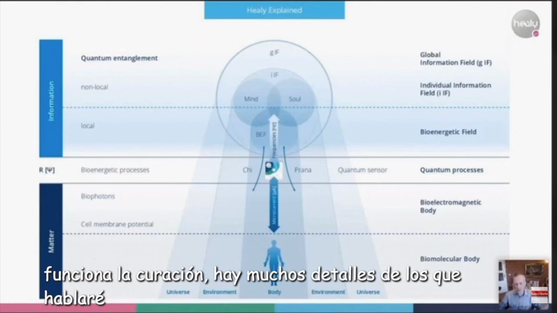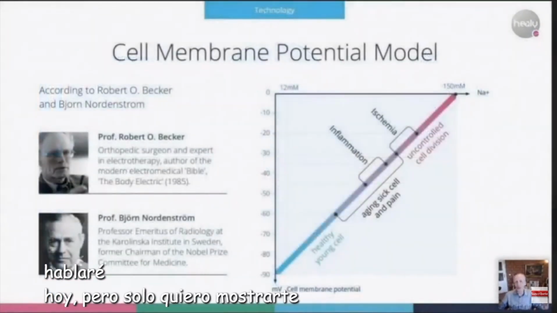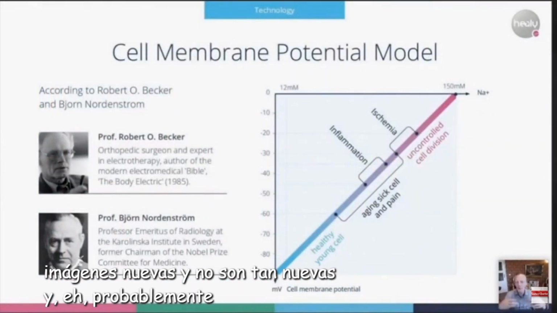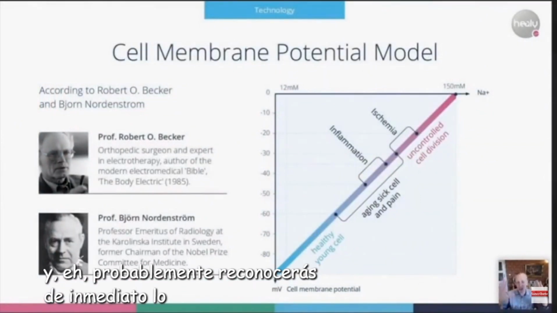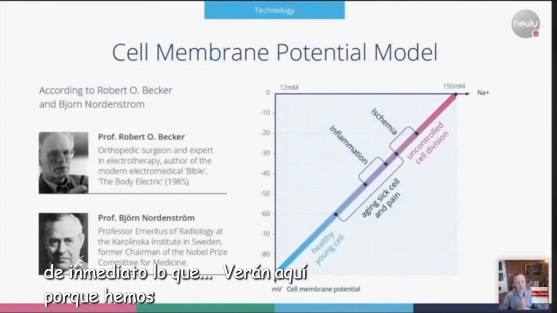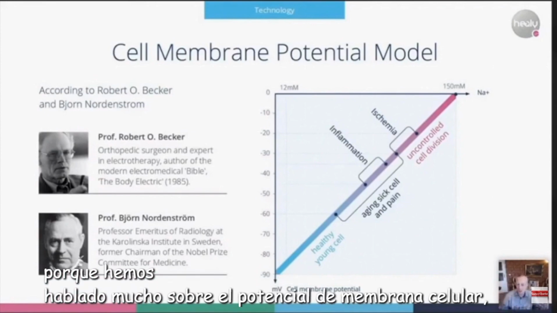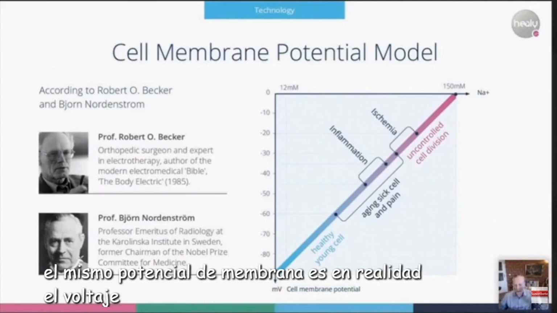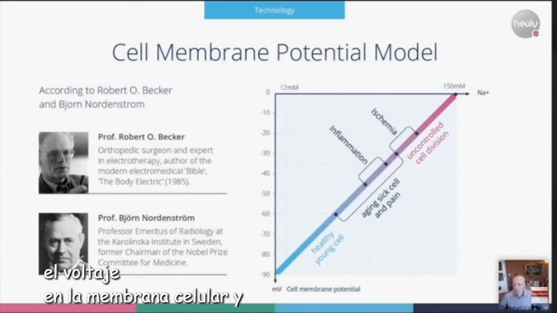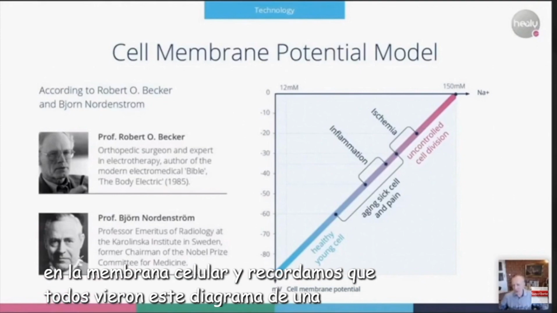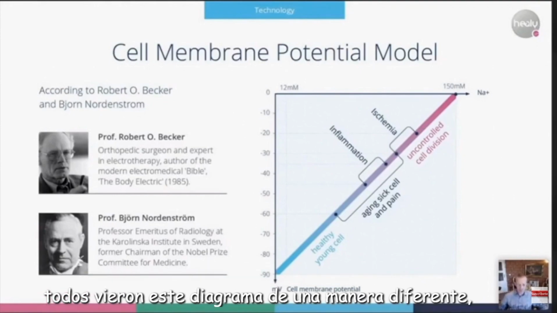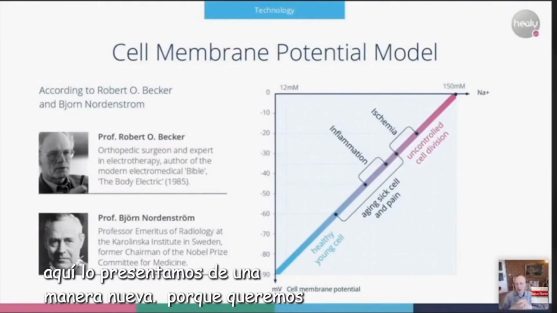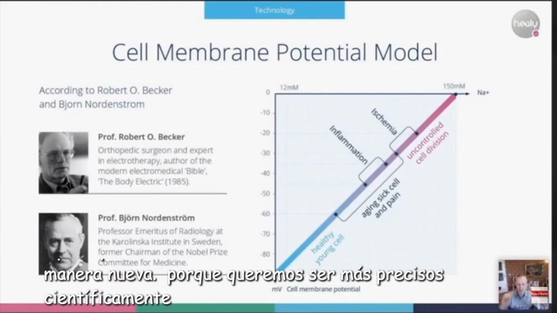There are many details I won't talk about today, but I just want to show you two new pictures. And they are not so new, and probably you recognize immediately what you see here, because we have talked a lot about the cell membrane potential. The cell membrane potential is actually the voltage at the cell membrane. And remember, you all saw this diagram in a different way already. Here, we're presenting it in a new way because we want to be more precise scientifically.